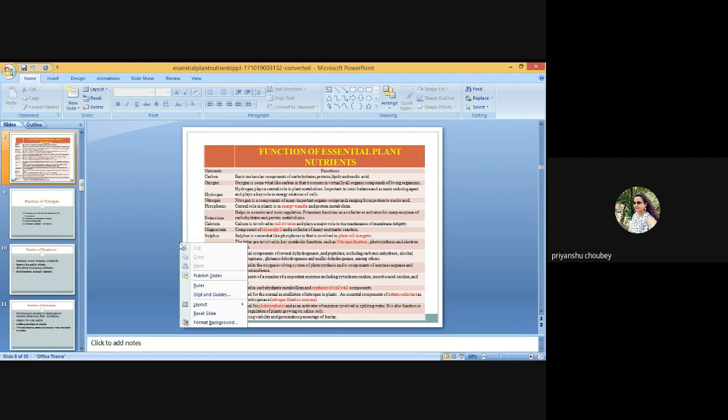Diffusion follows Fick's law, which states that the amount of the nutrient ion moving per unit area per unit time is proportional to the concentration gradient.